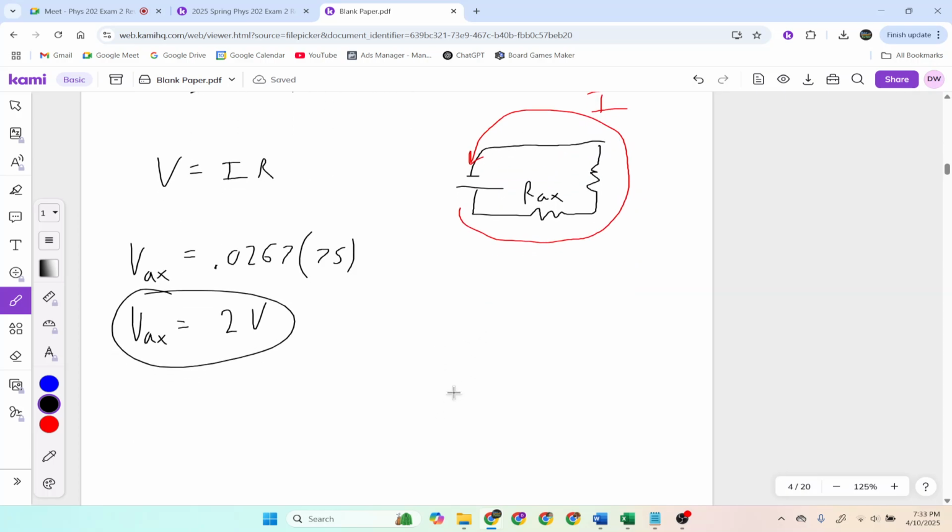Just one more step to go. That's going to be the voltage on the membrane. You can do current times resistance again, or even easier, you can do the total voltage 6 from the battery minus the voltage we just found in the axon. The remainder will be on the membrane, 4 volts for the membrane, and the capacitor by extension. Any questions on that one?